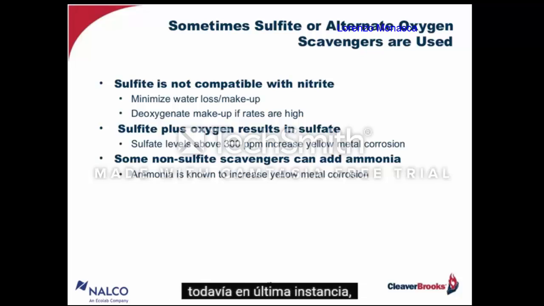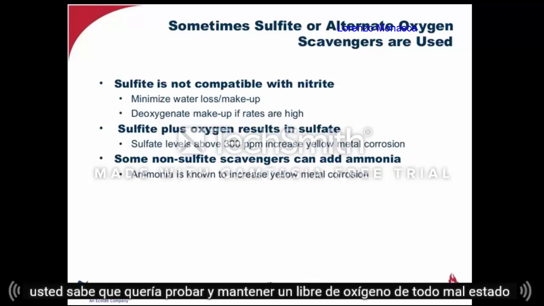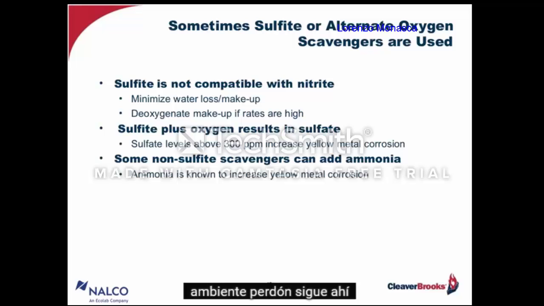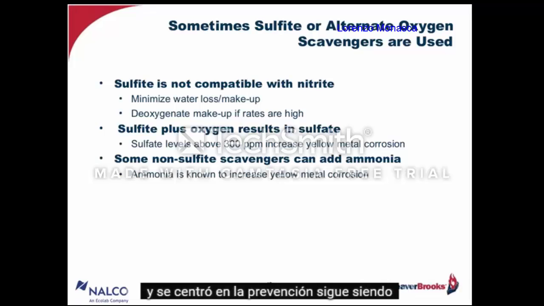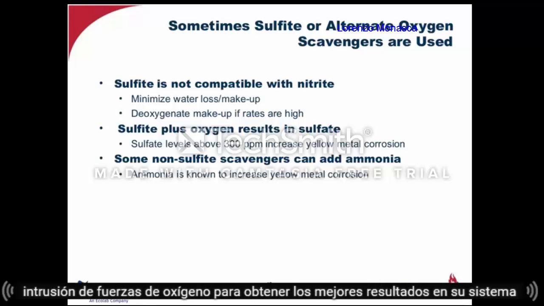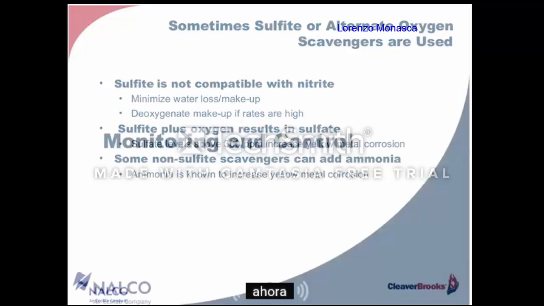So ultimately, you want to try and maintain an oxygen-free environment. Fix the leaks, find where the air intrusion is coming from, and focus on preventing those sources of oxygen intrusion for best results in your system.